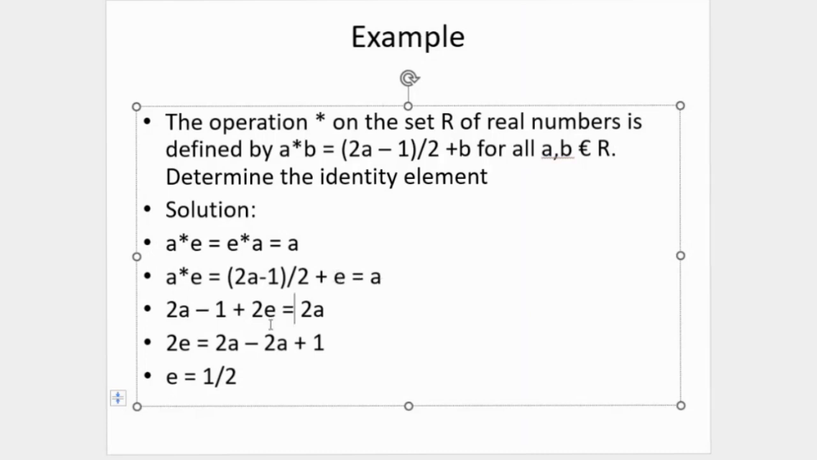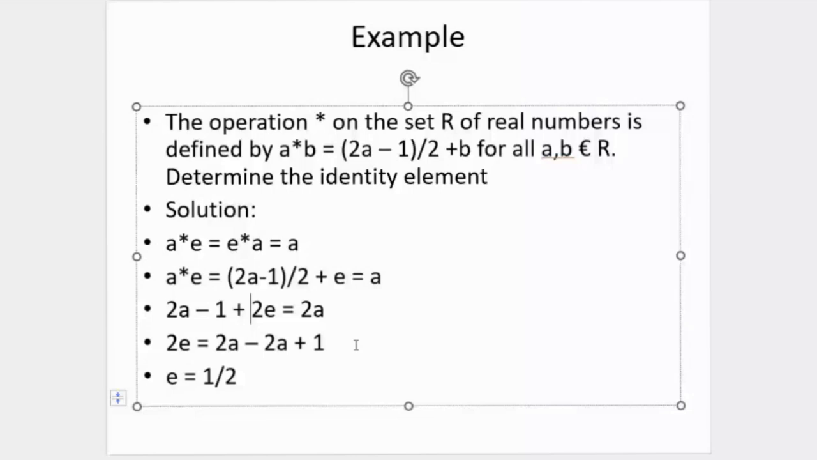So we take all the A's to one side and the E to the other side. So it's going to be 2A. This one comes over to the right hand side, it takes up the negative sign, minus 2A. And then 1 comes over to the right hand side as well, plus 1. So 2A cancels out 2A. Now all we have is 2E equals 1, and then E is equal to half.